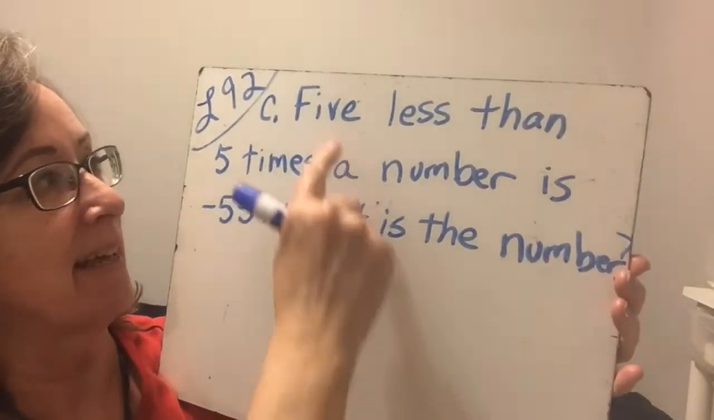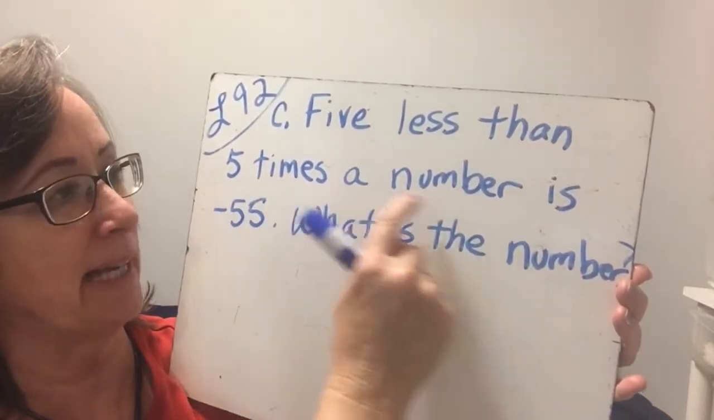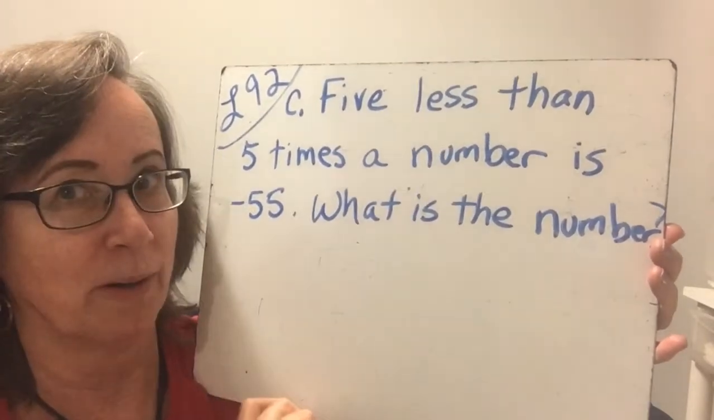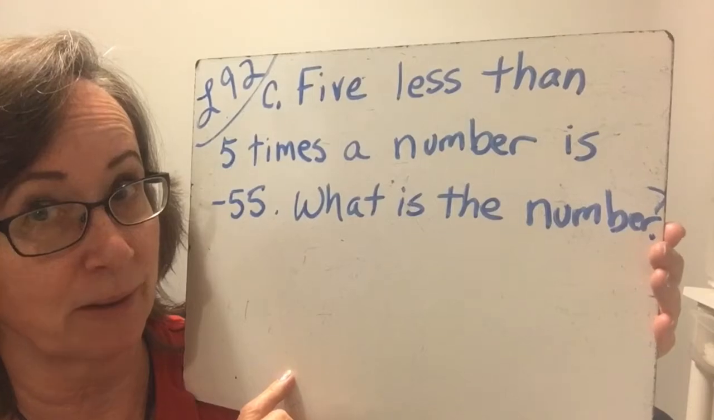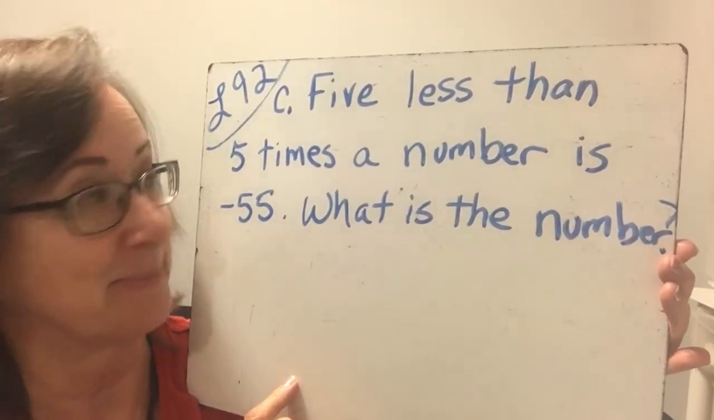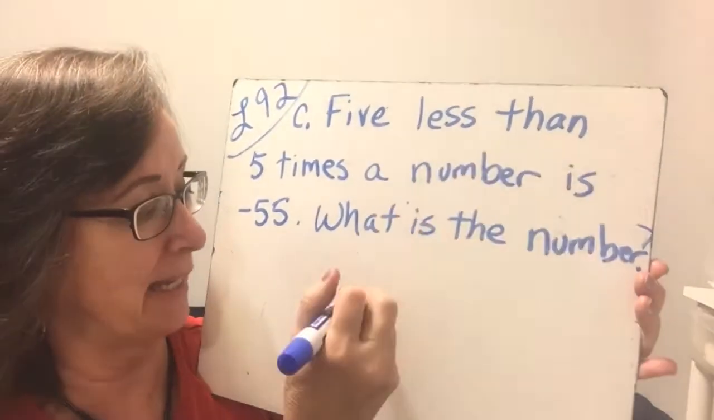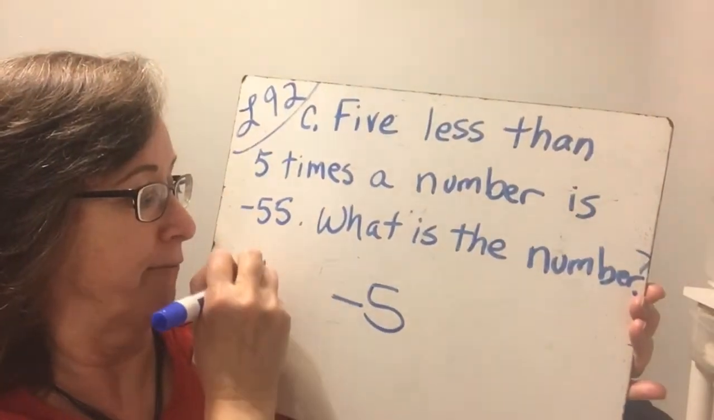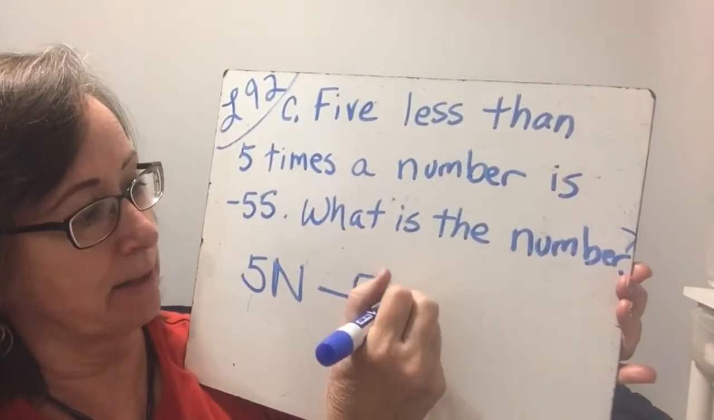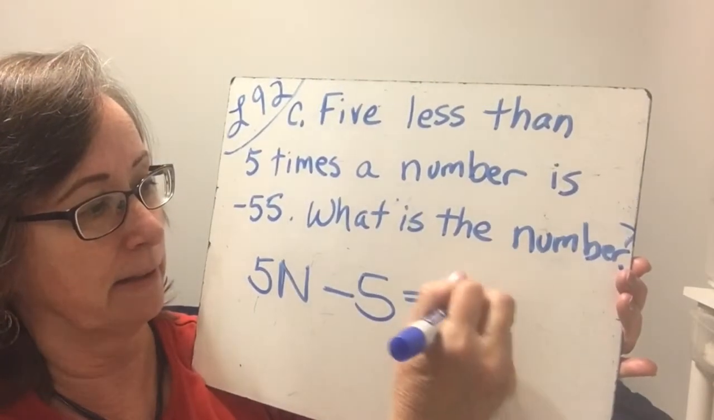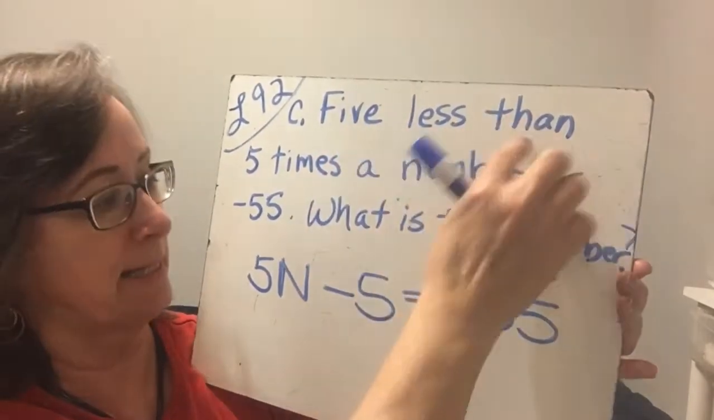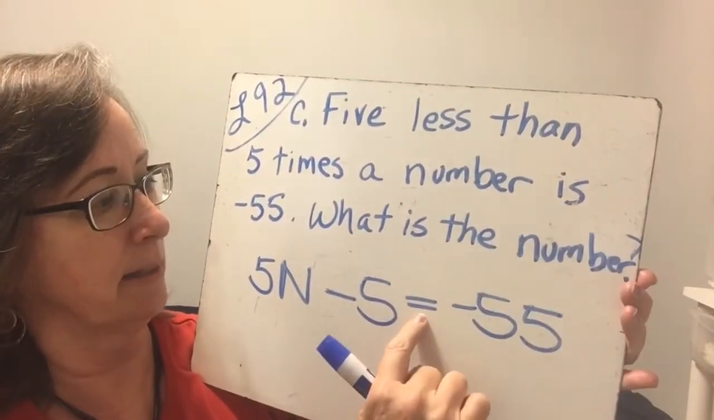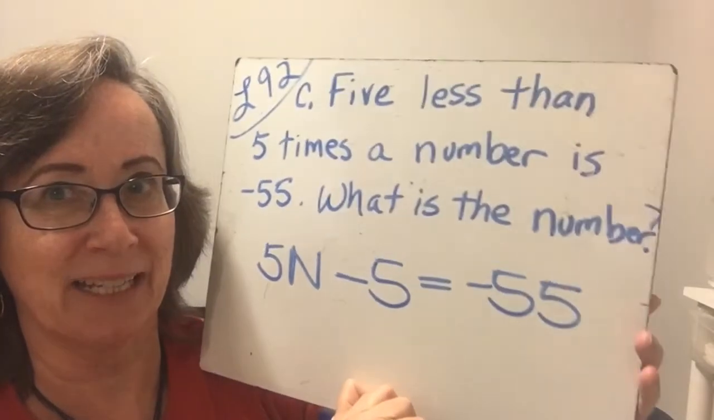Here's our last practice. 5 less than 5 times a number is negative 55. What is the number? Okay, so copy it down and pause your video. Okay, so here we go. 5 less than means we're going to put a minus 5 at the back. 5 times a number is a 5n. Is our equal sign, negative 55. Okay, 5 less than goes here. 5 times a number goes here. Is negative 55. So now we're ready to solve.